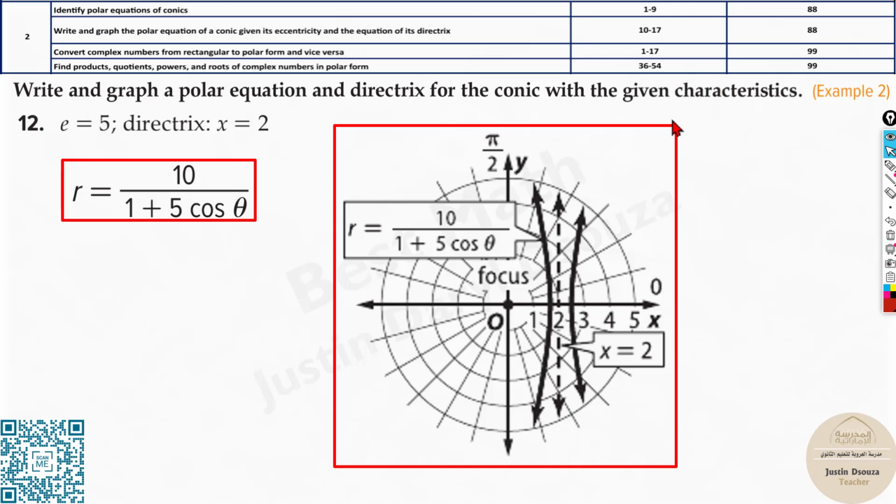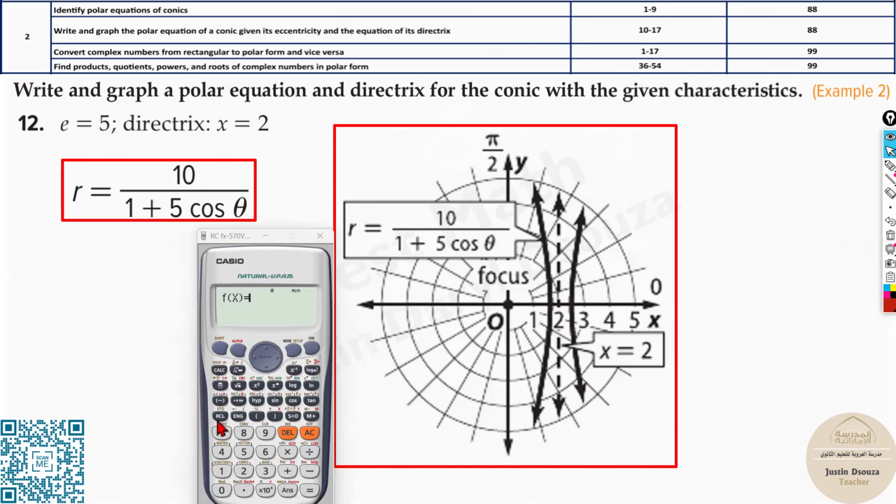Let's take our calculators and let's graph. So let's write this equation over here. It's 10 divided by 1 plus 5 cosine theta. And now we have it in degree mode. Let us press equal to. Ignore the second g of x. In some calculators, if you get it, just ignore. Go to the start menu. In the start option, you need to start at 0 and end at 360 degrees. And now the step is 45 degrees.